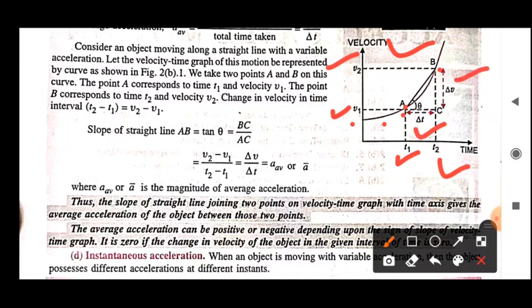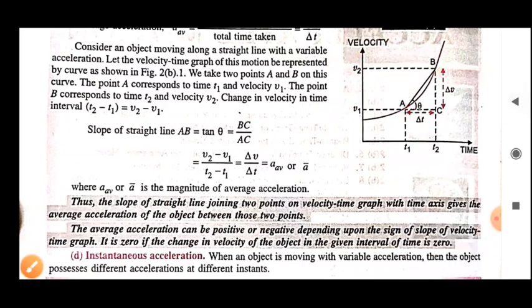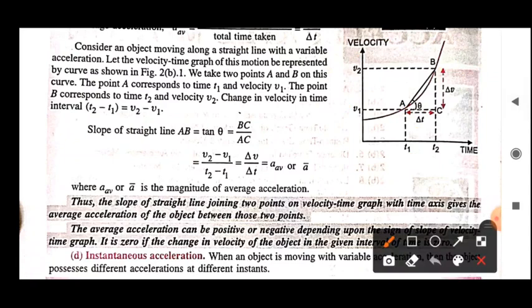If you calculate the slope of this line joining points A and B, and it makes an angle theta with the horizontal, then we can calculate the slope here. Because from A to B it is going in a linear way, the slope of the straight line is given by tan theta.